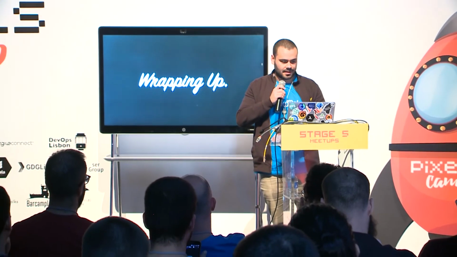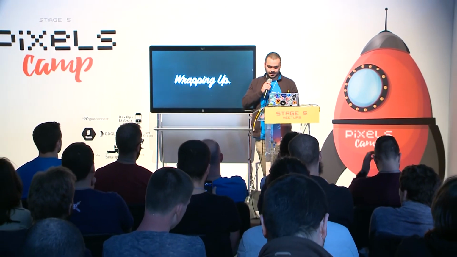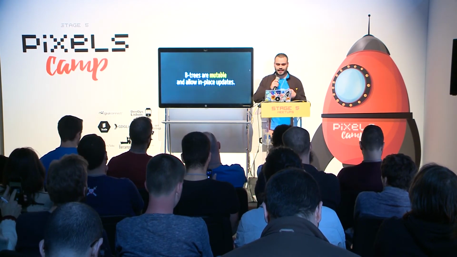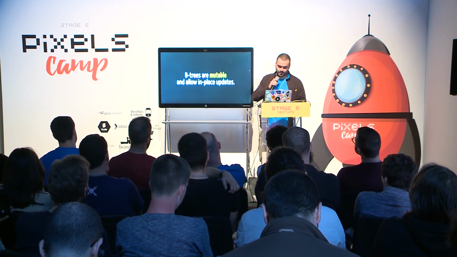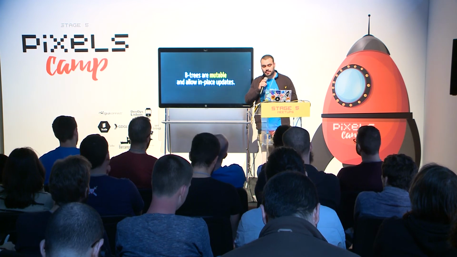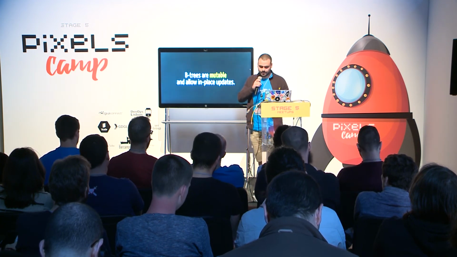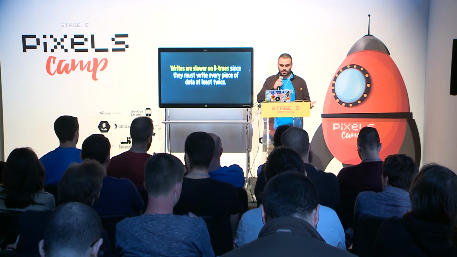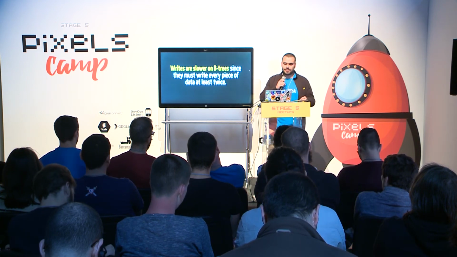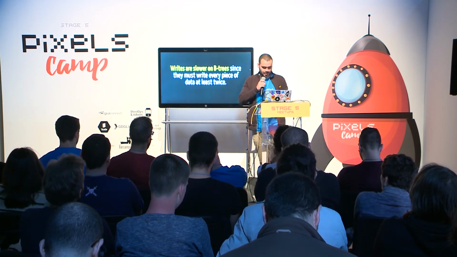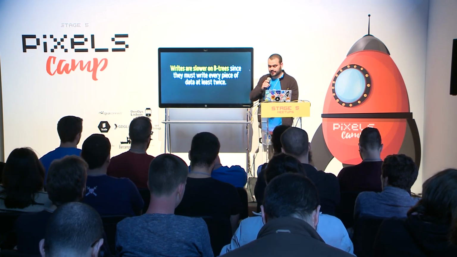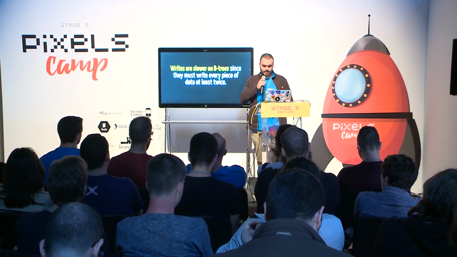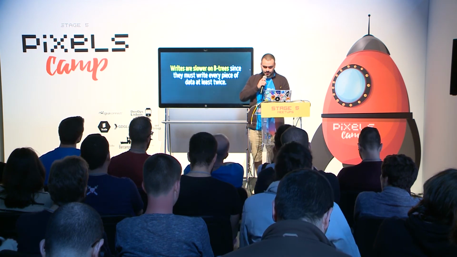Let's do a quick recap on the differences between B-trees and LSM-Trees. We know that B-trees are mutable because they allow in-place updates. And instead of appending only, we can insert, we can update, and even perform deletions. And we know that writes are slower on B-trees because they must write every piece of data at least twice. That's called write amplification. We need to write it once on the write-ahead log and once to the tree page. But also, they are read optimized. We can perform fast reads.